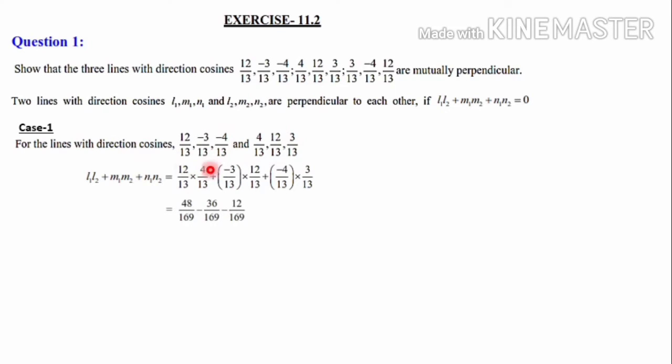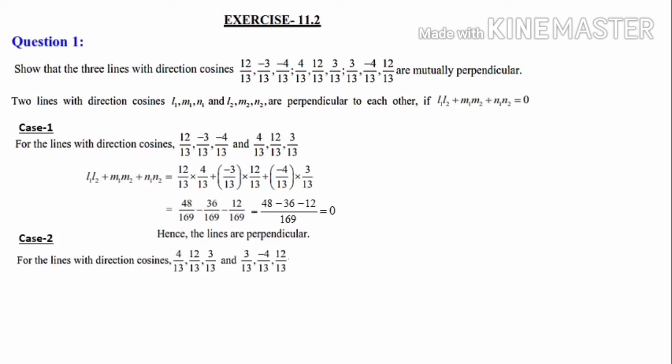That is equal to 12 into 4, 48, 13 into 13, 169, minus 3 into 12, that is minus 36 by 169, 4 into 3, that is minus 12 by 169. So 169, if you take common denominator, numerator will come as 48 minus 36 minus 12. So here numerator when you check, 48 minus 36 minus 12, that is equal to 0. 0 by 169 is 0. Hence the lines are perpendicular.